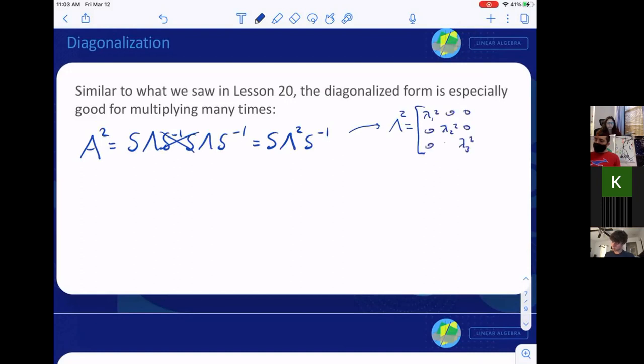Okay, multiplying a diagonal by itself many, many times is really easy. You just square or cube or whatever the diagonal entries. You don't have to sit there and do matrix multiplication. Meaning if I just kept going, A cubed would be S lambda cubed S inverse. A to the 4th would be S lambda to the 4th S inverse. So we can get a formula for A to the K.